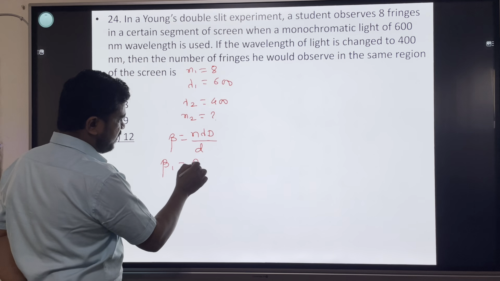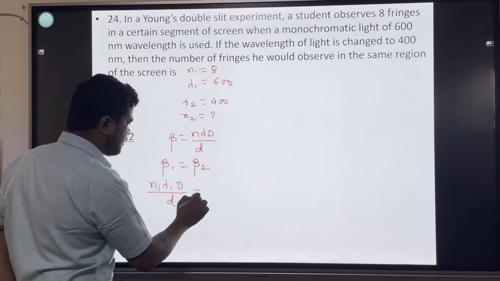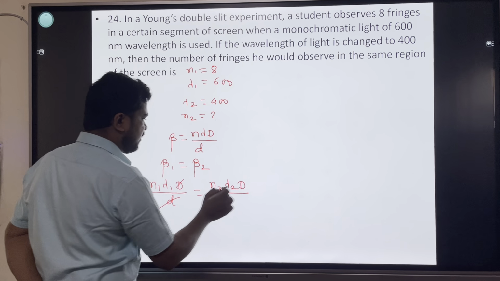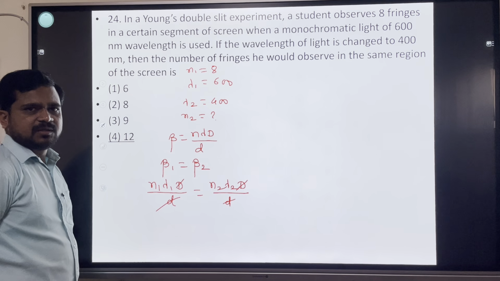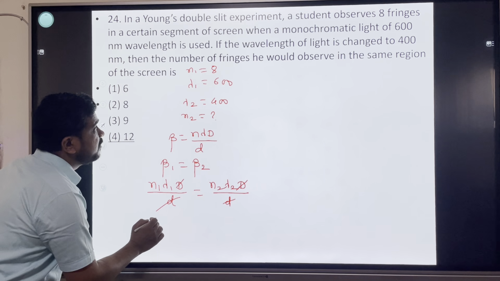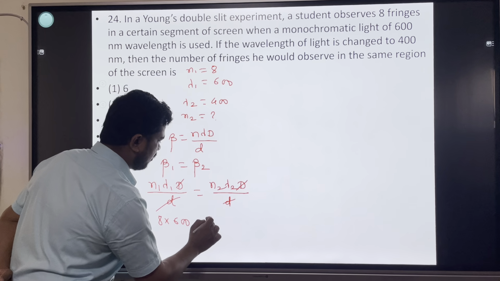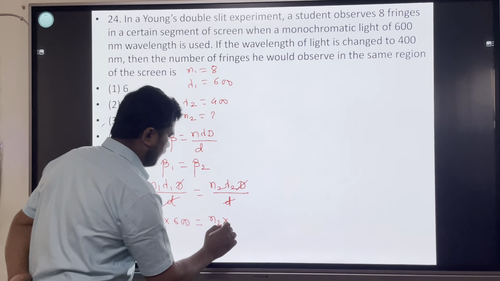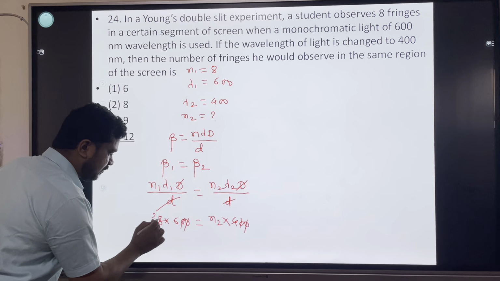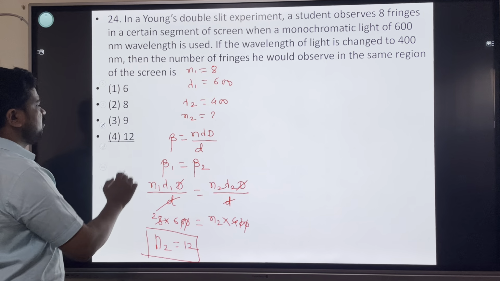Beta 1 is equal to beta 2, so n1 lambda 1 capital D divided by small d is equal to n2 lambda 2 capital D divided by small d. This arrangement is kept constant. Capital D and small d values are not given. Then n1 is 8 fringes, lambda 1 is 600, n2 is not given, lambda 2 is equal to 400. Here n2 is equal to 12 fringes.